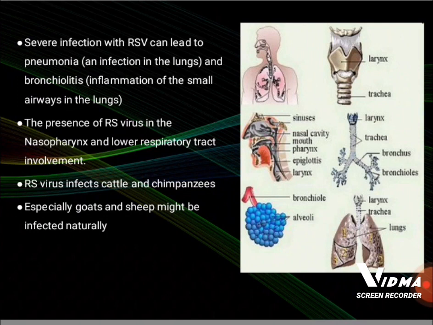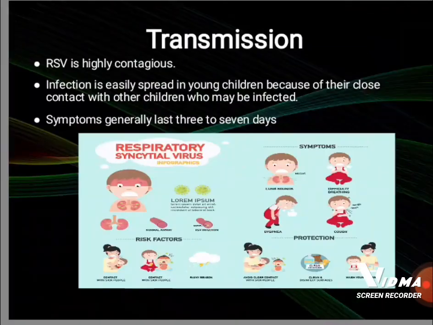A severe RSV infection can lead to pneumonia and bronchiolitis. Pneumonia means an infection in the lungs. Bronchiolitis means inflammation of the small airways in the lungs. RSV also affects the nasopharynx and involves the lower respiratory tract. And RSV will affect cattle and chimpanzees, and goats and sheep can also be affected naturally.